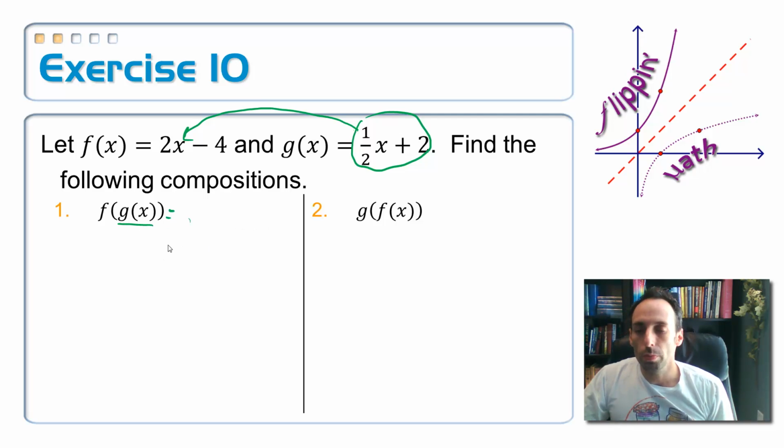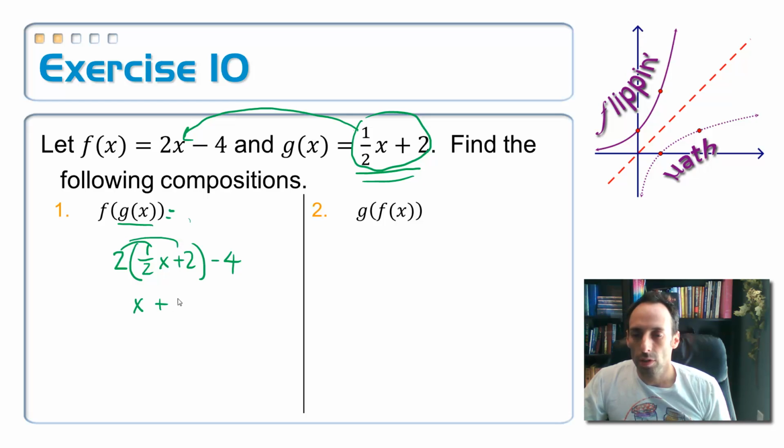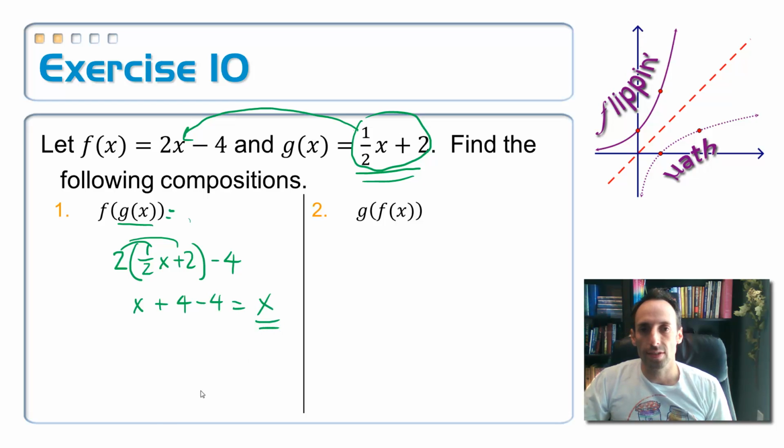So this will be equal to 2 parentheses. Now I'm going to take this whole function and stick it in for x. 1/2 x plus 2, close the parentheses, and then minus 4. Now watch some magic happen. So distribute your 2 through here. We have x plus 4 minus 4, and all of this simplifies down to just x.